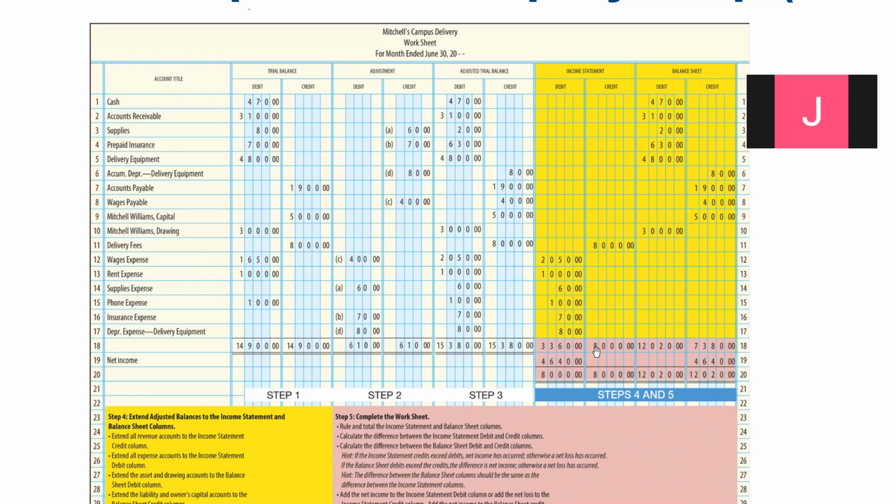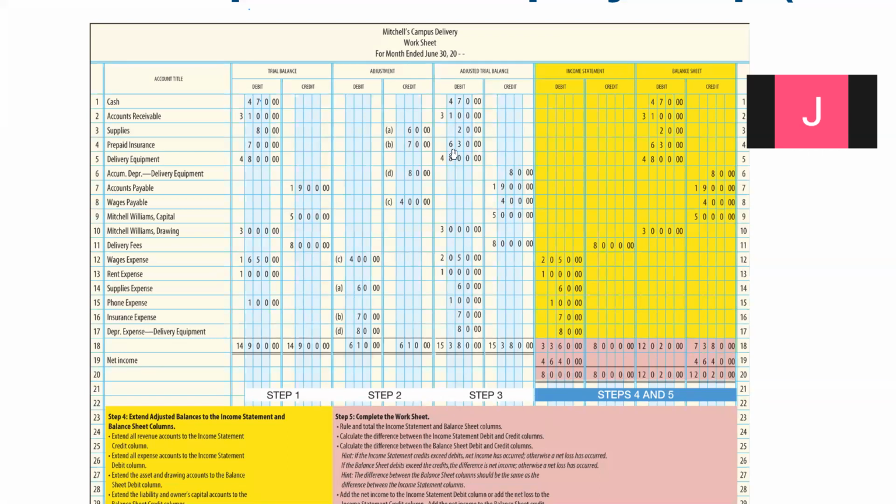So this company made a profit of 8,000 minus 3,360 in expenses. They made a profit of $4,640. We add that 4,640 to the total expenses, and we've now balanced these two columns. If we did things correctly, we should be out of balance by the same amount with the opposite sign.